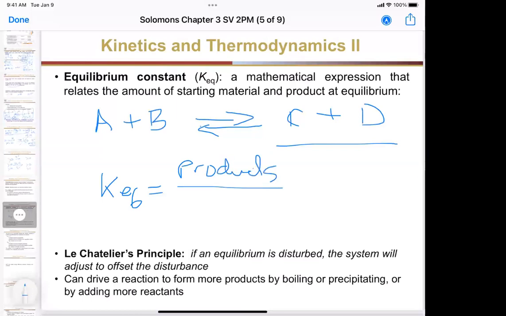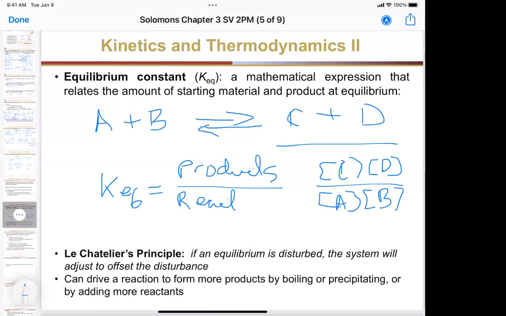Well, you're hoping it goes to product, right? And so your equilibrium constant, if it's going to product, is going to be more positive. It's going to be higher. So we're going to have product over reactants. Basically, that's the concentration of C times the concentration of D over the concentration of A times the concentration of B. So that should look very similar to that pKa one we did, right?